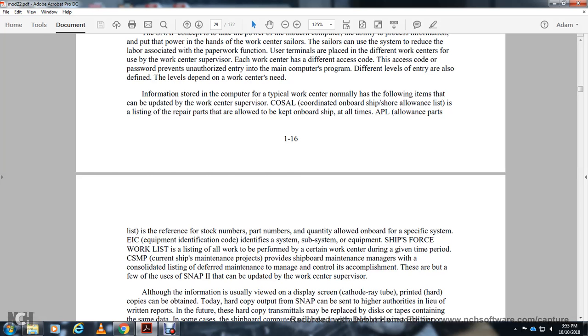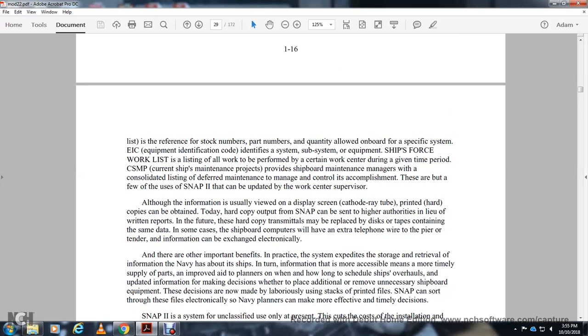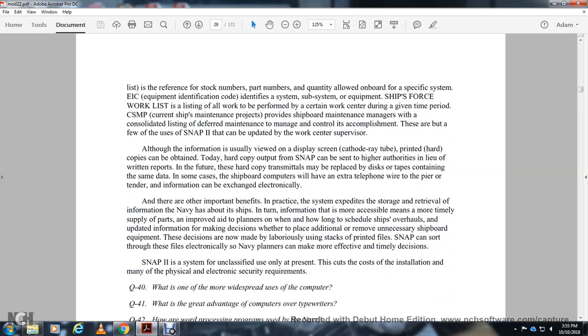deferred maintenance for the manager to control its accomplishment. Each of the SNAP 2 files can be updated by the work center supervisor. Although information is usually viewed on the display screen, or cathode ray tube, you can print a hard copy of it. Today, the hard copy output of SNAP can be sent to higher authority in lieu of a written report. In the future, the hard copy will be replaced with a disk and tape containing the same data. In some cases, shipboard computers will have an extra telephone wire pair intended so information can be exchanged electronically.